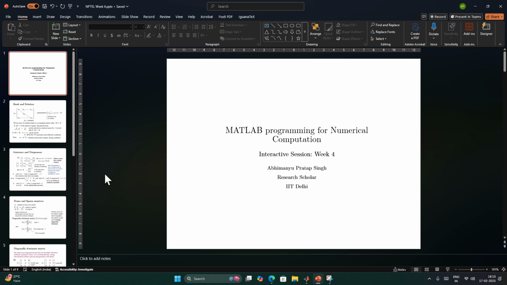Good evening, everyone. This is Abhimanyu. I am a second year PhD scholar at IIT Delhi, and this is the fourth week of the interactive session of the course MATLAB programming for numerical computation. Initially, we will do a recap of what was taught in the lecture videos of week 4, and then we will solve some problems. We will code them. And then, if we have time remaining, I will try to solve the sample problems that are there on the NPTEL site.